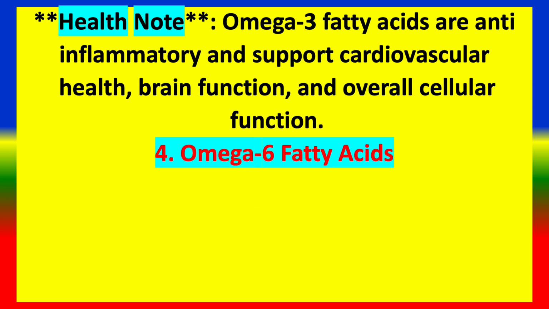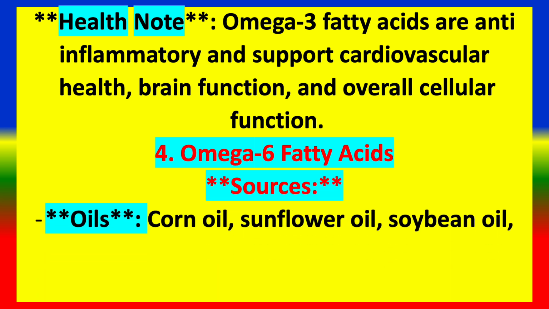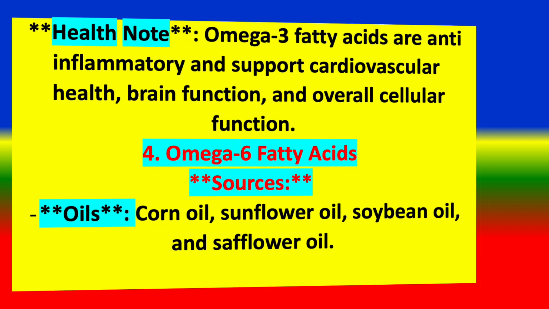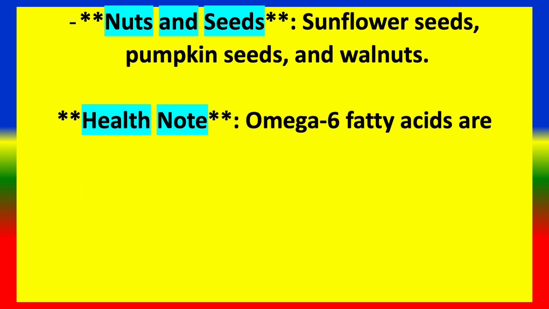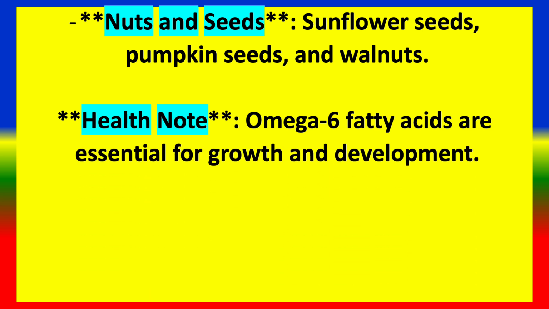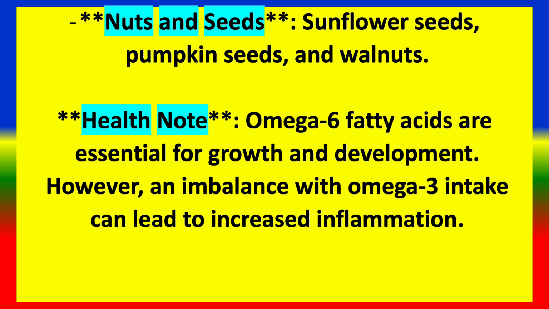4. Omega 6 fatty acids. Sources: oils, corn oil, sunflower oil, soybean oil, and safflower oil. Nuts and seeds: sunflower seeds, pumpkin seeds, and walnuts. Health notes: omega 6 fatty acids are essential for growth and development. However, an imbalance with omega 3 intake can lead to increased inflammation.